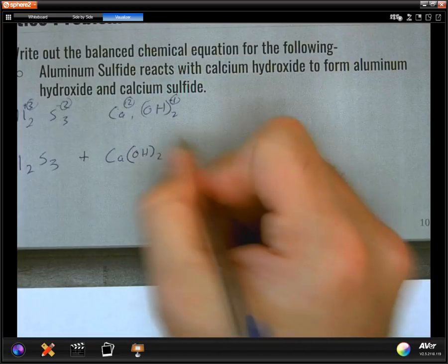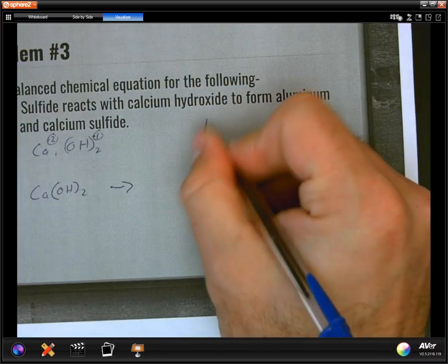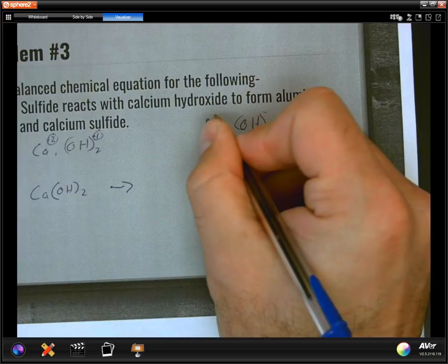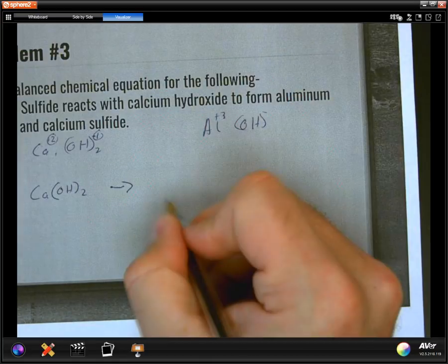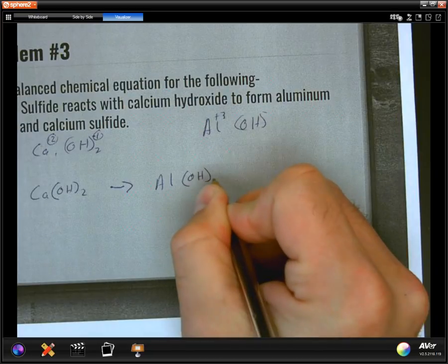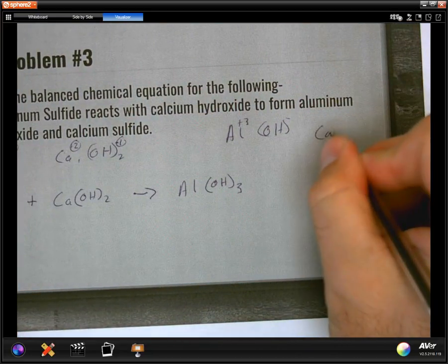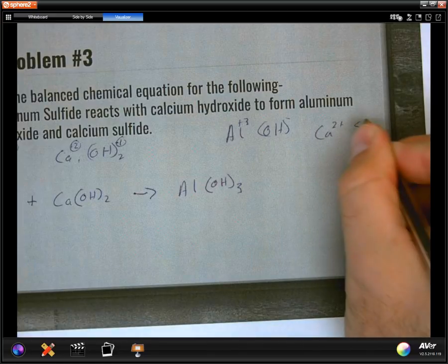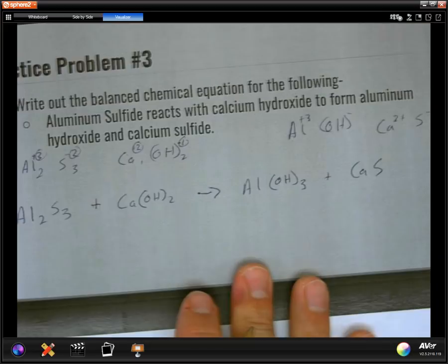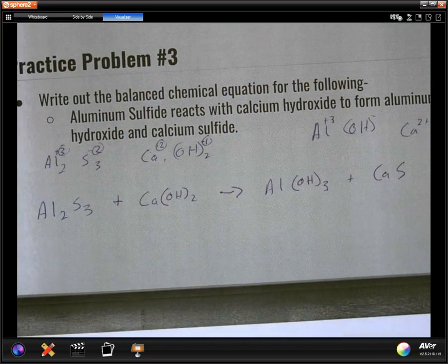So that word "to form" tells me I need an arrow here. Again, aluminum hydroxide, Al(OH)3. I'm going to speed it up now a little bit. Okay, so I have to clearly be able to write the correct chemical compounds down. And then I have calcium sulfide, and so that would simply be CaS. So there's your first step. Can you go through and write down all the correct chemicals?